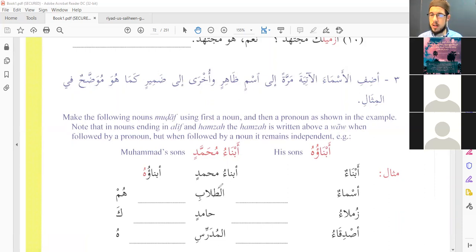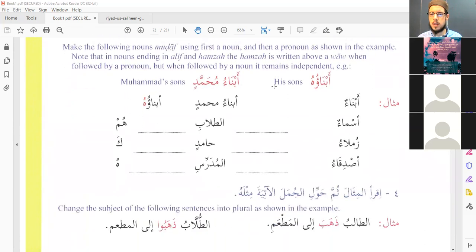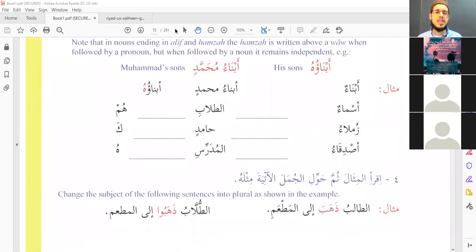That's over here in the middle column. وأخرى, and then another time you're going to add that same noun to ضمير. You're going to add it in a possessive construction to a pronoun. Okay, so you're going to be making two different possessive constructions, مضاف مضاف إليه. Here's the ism that you're dealing with. أبناء, أسماء, زملاء, أصدقاء.